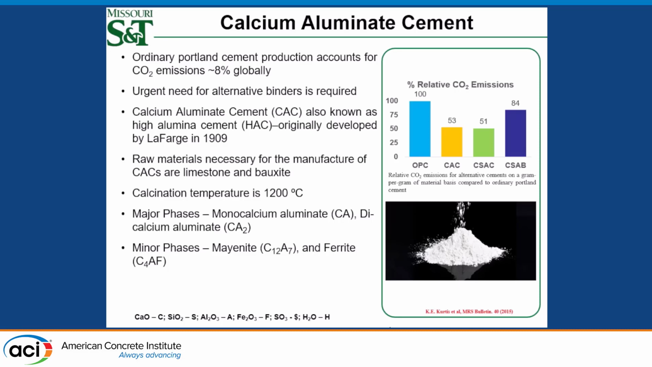OPC. CAC, also known as calcium aluminate cements and high alumina cements, were originally developed by Lafarge in 1909. The raw materials for CAC are limestone and bauxite. Even though CAC has limestone as one of the raw materials, the percent mass compared to OPC is way lesser, around 30% to 40%. And the calcination temperature for CACs is around 1200 degrees, which is less than OPC, which is 1450 degrees Celsius. The major phases are CA and CA2.